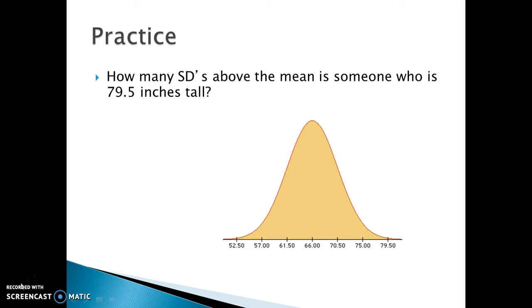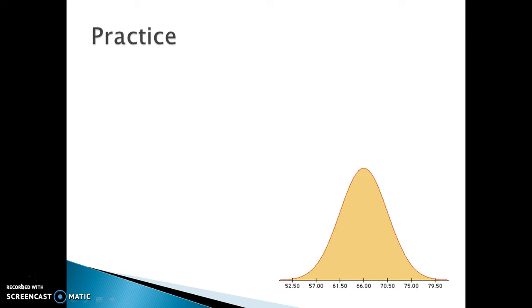How many standard deviations above the mean is someone who is 79.5 inches tall? Well, if 66 is our middle, 1 standard deviation, 2 standard deviations, 3 standard deviations away from the mean is how big 79.5 inches is.